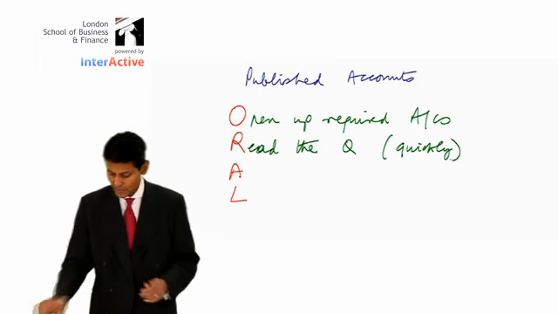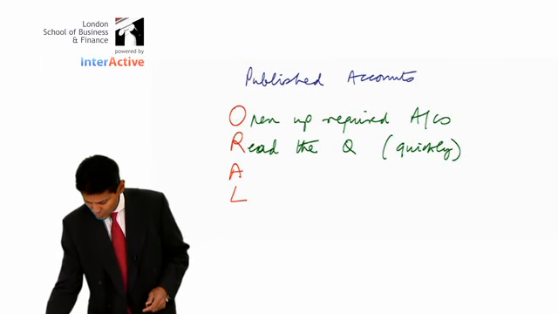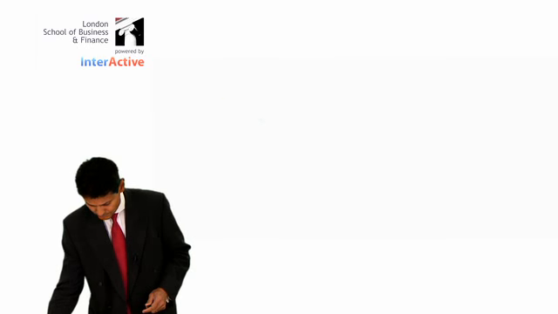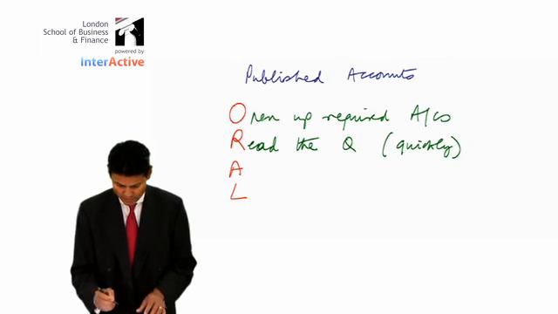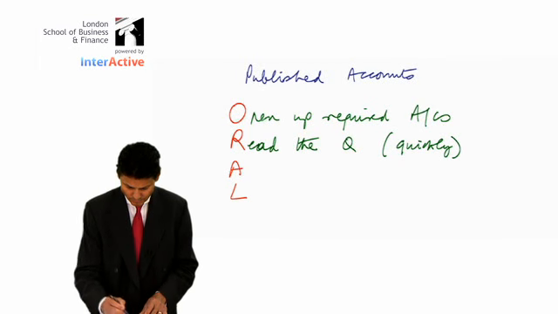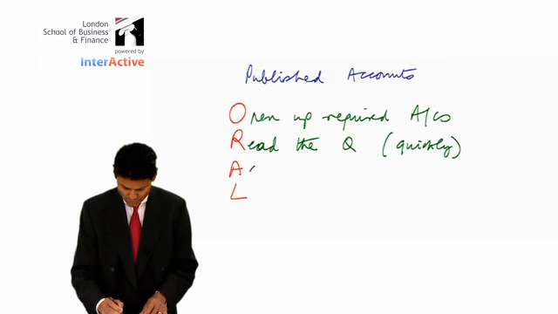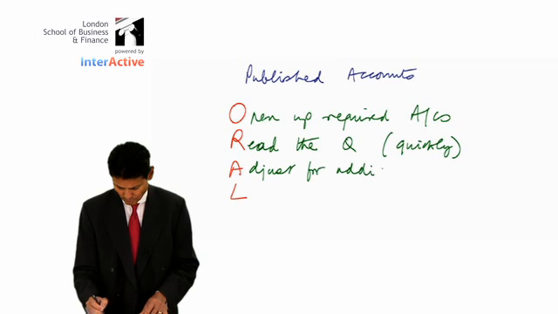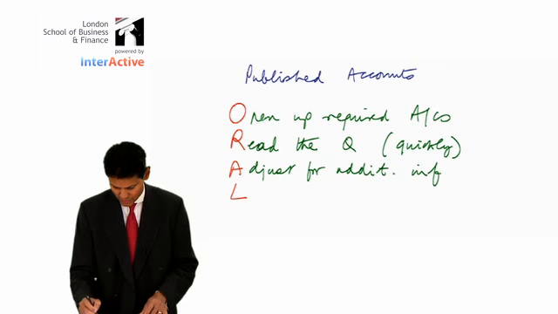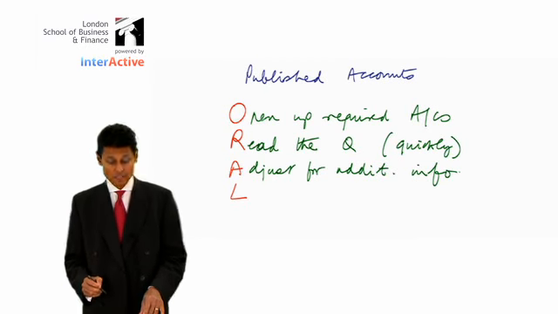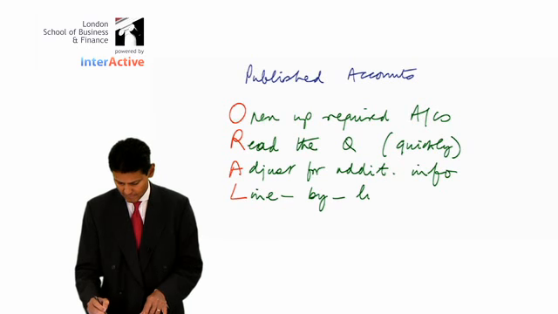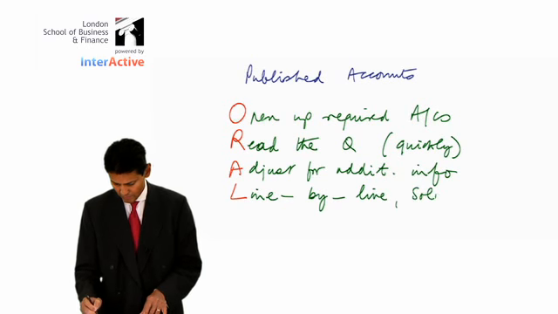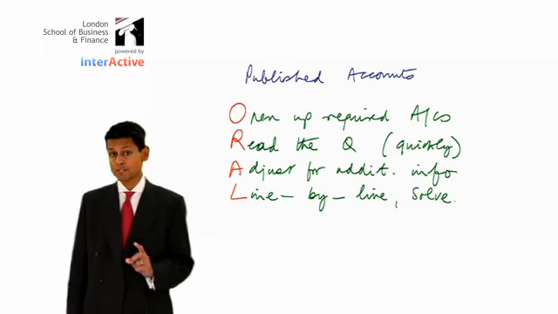The next thing you do is the adjustments, where you adjust for additional information. So here we are. Adjust for additional information. All the accounting standards, that kind of thing. And then finally, line by line, solve. So don't read the whole question with published accounts.